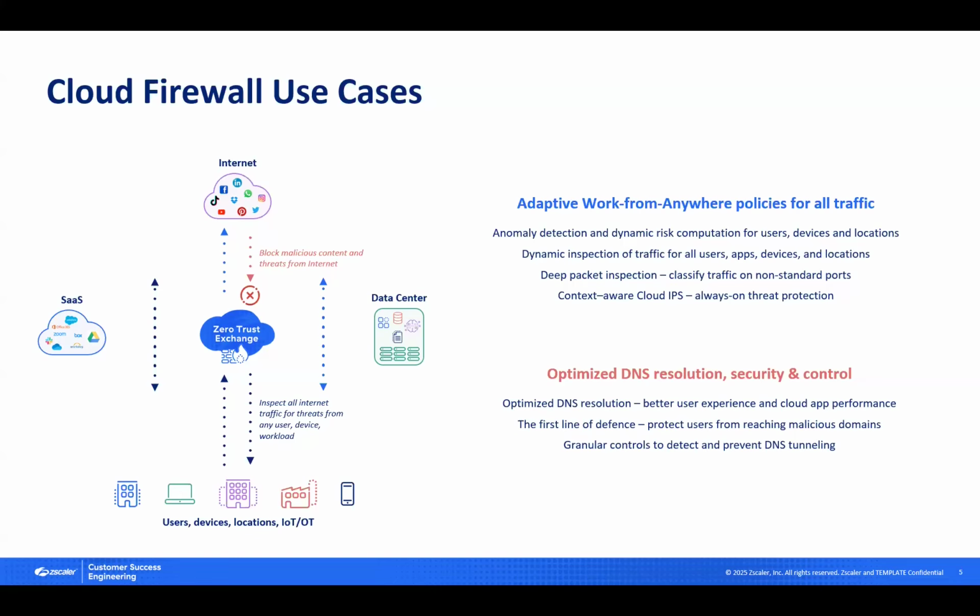on or off network. Another common use case is to provide optimized DNS resolution, security, and control. This provides better user experience and cloud app performance through optimized DNS resolution. This also protects users from reaching malicious domains and provides granular control to detect and prevent DNS tunneling.